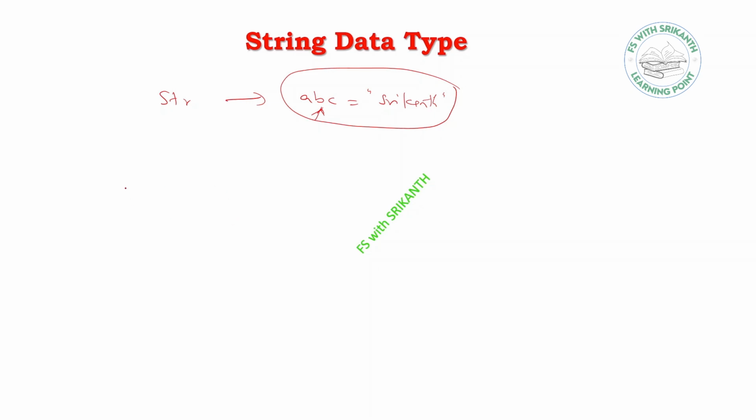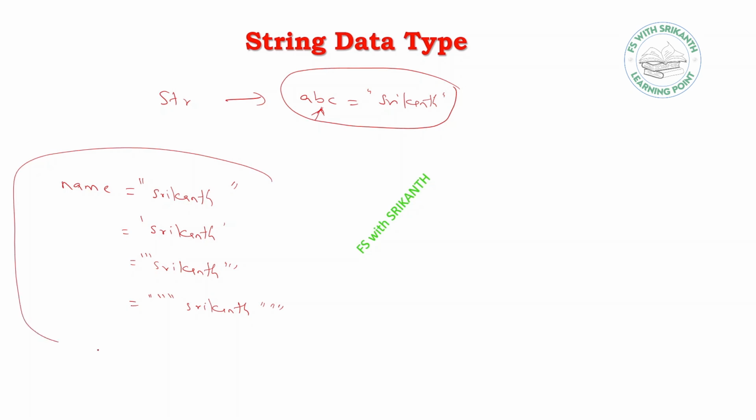So how many ways can we declare a string? Suppose name is a variable. With double quotes, you may declare your string, Srikanth. At a time, with the help of single quotes, you may also declare a string. You may also declare it with triple quotes, and with three double quotes. In this way we can declare our variable. These are all nothing but string data types.